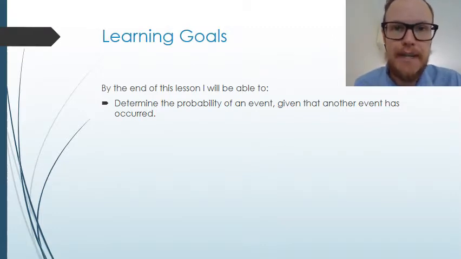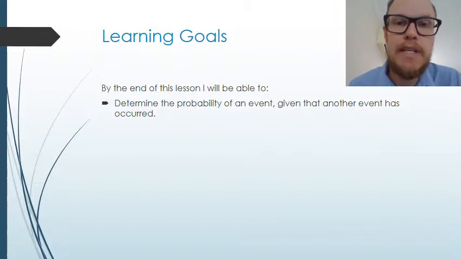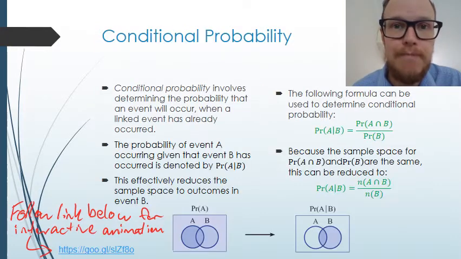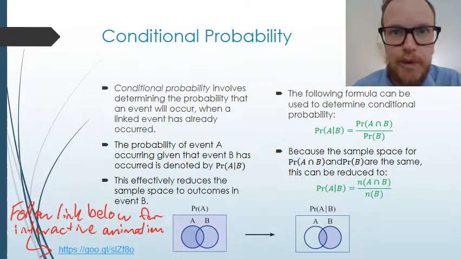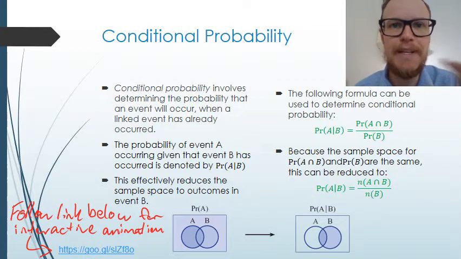Today we're going to look at conditional probability, and the learning goal for today is that we need to be able to determine the probability of an event given that another event has already occurred. So conditional probability involves looking at probabilities where one event has already occurred. What's the probability now that a different event will occur? So we're looking at events that will be linked.